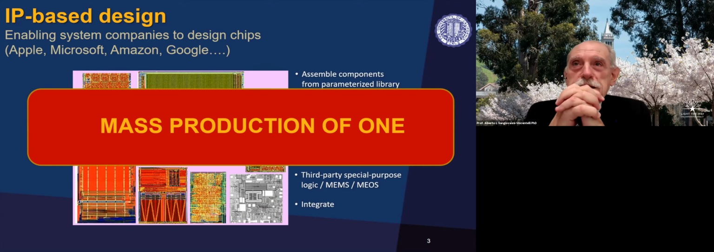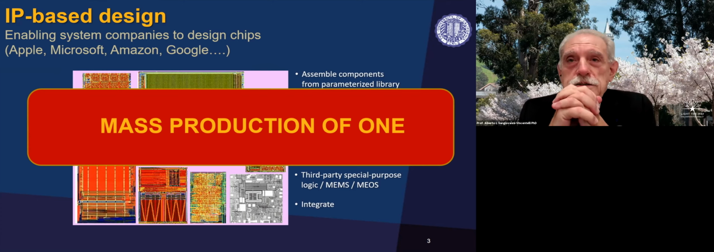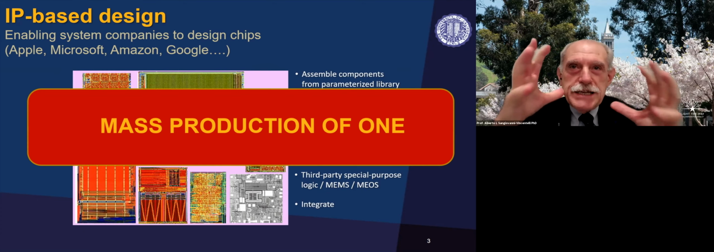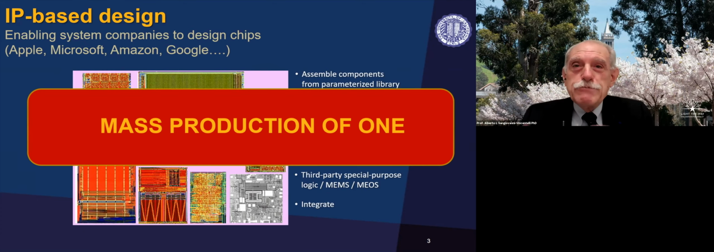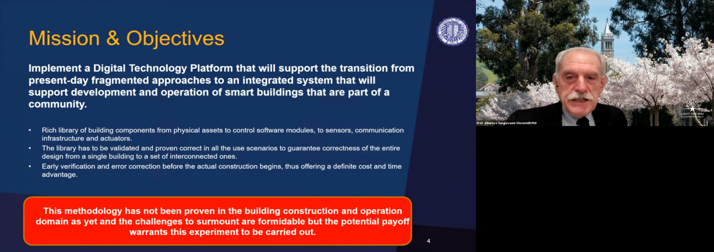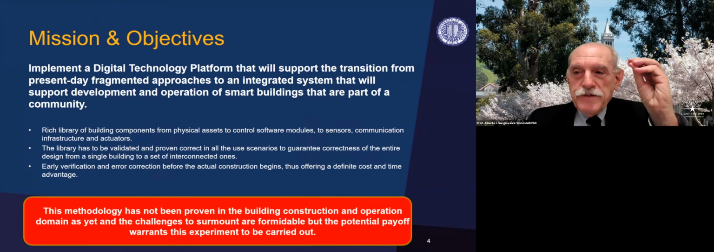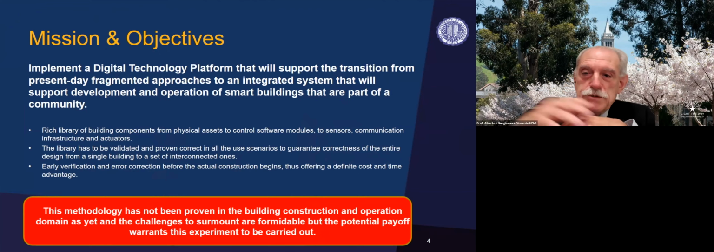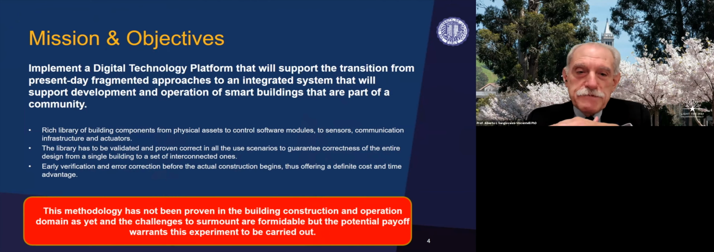So what we have been able to do in the electronic domain is to do a mass production of one, which means you are a unique building, but the way in which you put it together and the way in which you design it is actually typical of a mass production. So you use always the same pieces with the same method to assemble the various pieces. So that's the goal that I think is very important for the industry, is to develop a digital technology platform that will allow this transition from multi-year to 6 months.